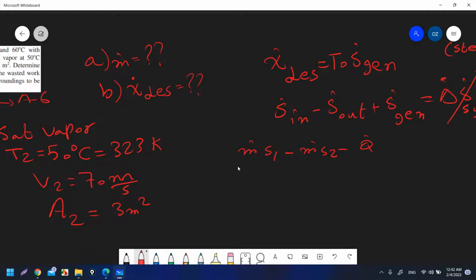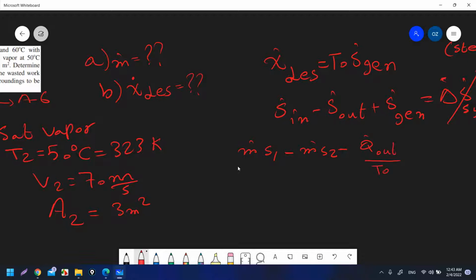Usually, even without being told, you are losing heat because of the irreversibilities. There is friction between the layers of the steam with itself, or between the steam and the diffuser. That's why there will be a heat loss, and the heat loss will go out because of the temperature difference. So this is also a type of irreversibility. Q dot out over T naught.